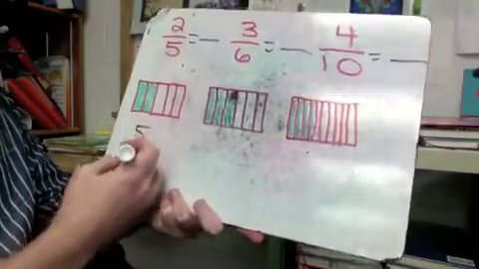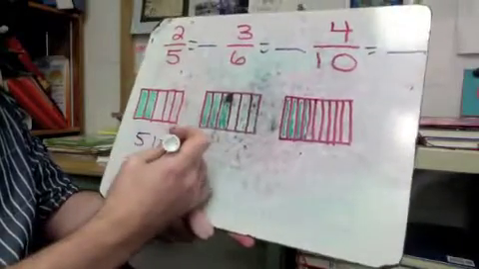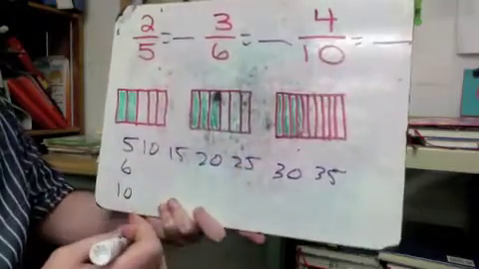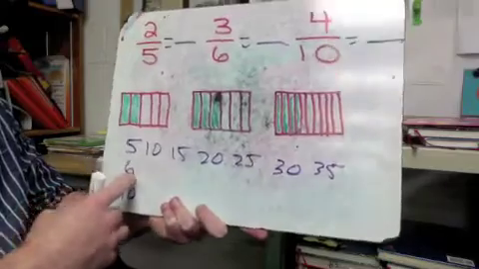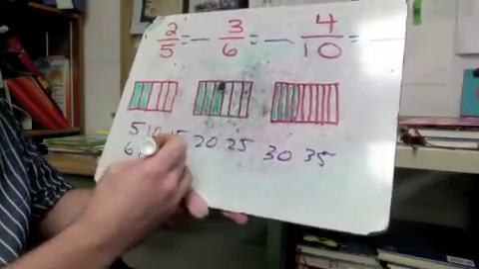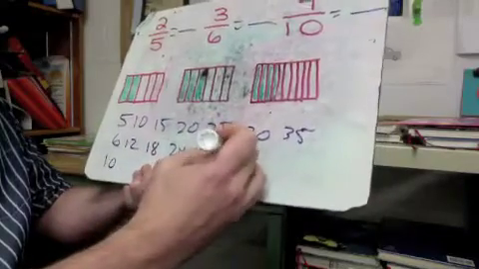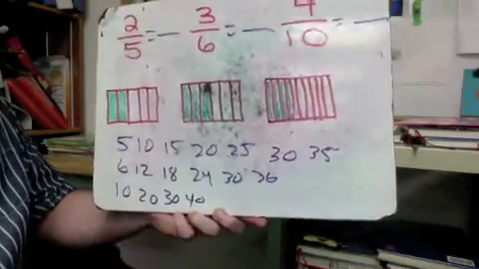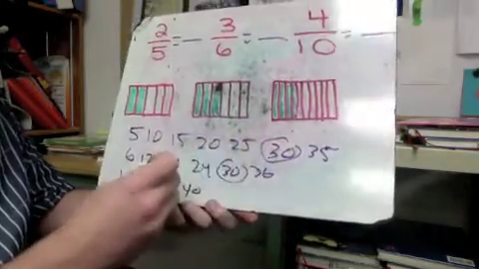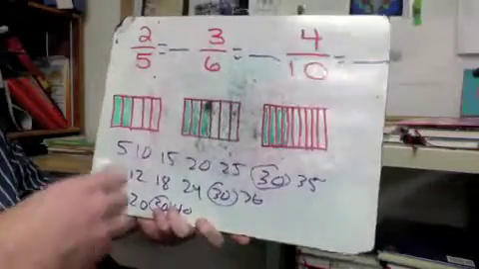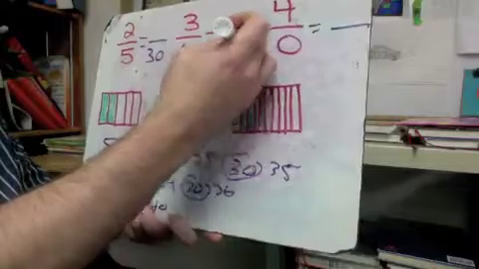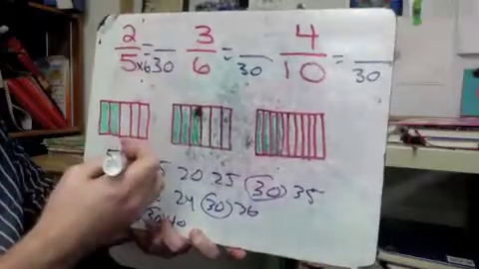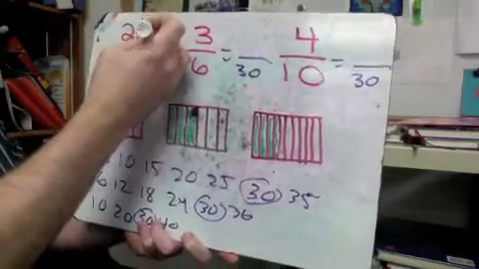So 5, 6, and 10. So if I go 5, 10, 15, 20, 25, 30, 35, let's stop for now on that one. Remember, we're trying to find a match for all 3 this time. 6, 12, 18, 24, 30, 36, and then 10, 20, 30, 40. Now if I look at my list, 30, 30, 30. 30 is going to work for all of these. So I'm going to go 30, 30, and 30. This one is going to be times by 6 to get 30. So I have to multiply the top by 6, and that's going to be 12.